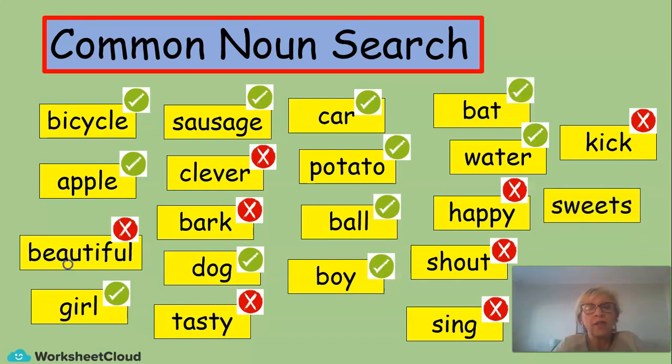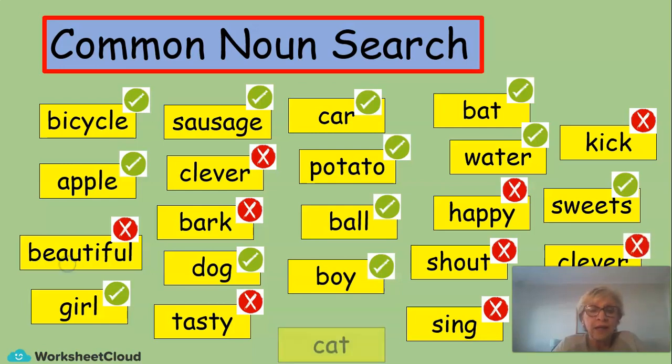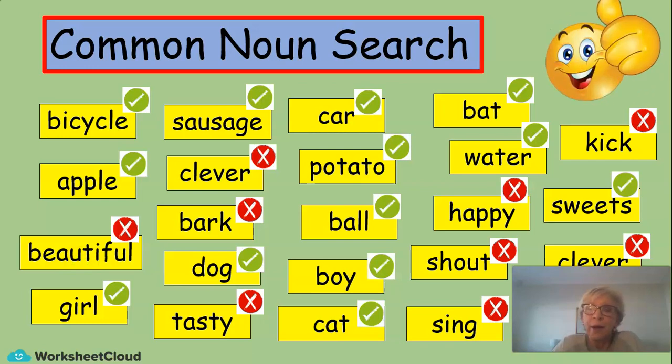Sweets, definitely a noun or a naming word. I can certainly grab hold of a few sweets. That's just what I feel like right now. Clever, nice word too. Again, we've done clever twice. That's amazing. Maybe I'm really focusing on clever children today. And the last but not the least, cat. Yes, it is a naming word or a common noun. Well done, everybody. Super.